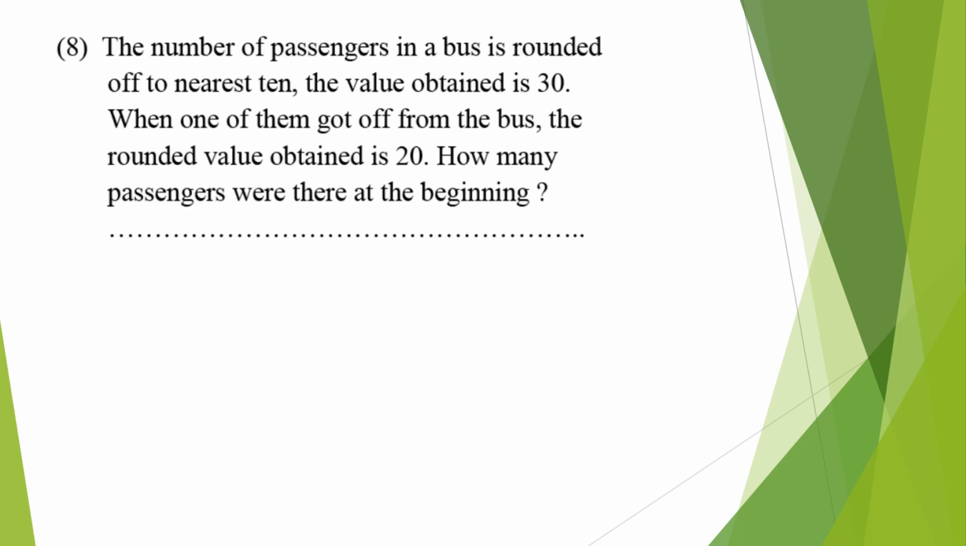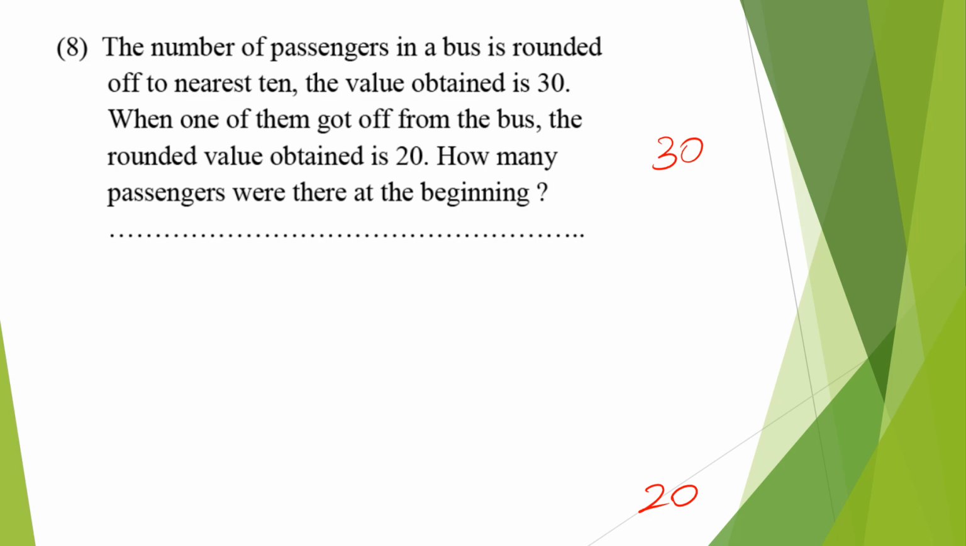Okay, dear students, let's answer the eighth question. Okay, this is about rounding off, right? The number of passengers in a bus is rounded off to the nearest 10. The value obtained is 30. When one of them got off the bus, the rounded value obtained is 20. How many passengers were there at the beginning? So here let's write these numbers. So this is 30. If one of the passengers got off, it becomes 20.